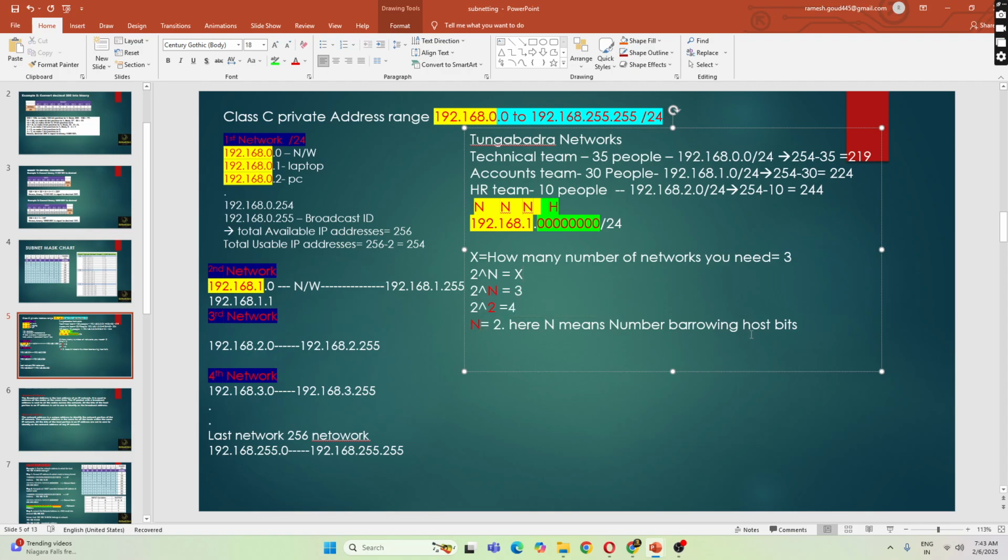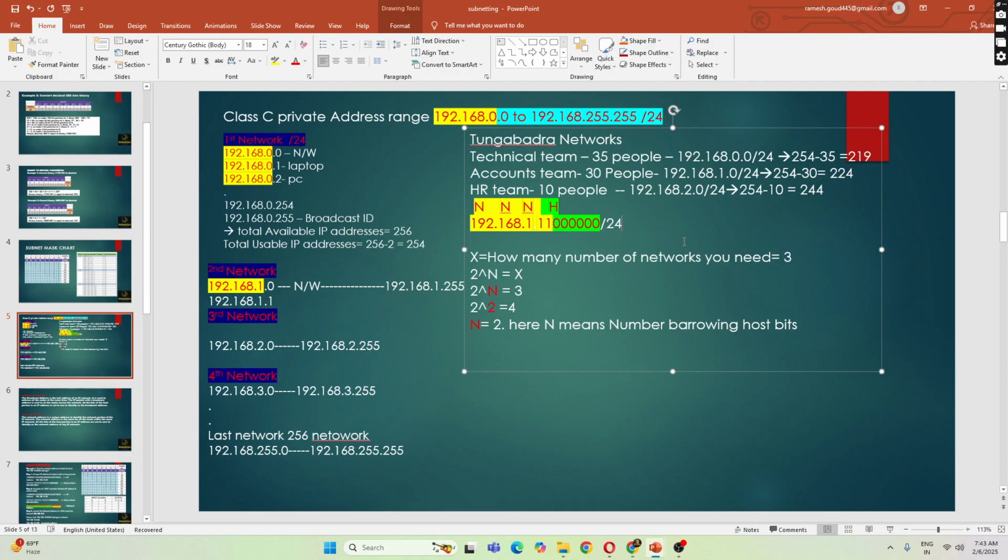So here n equals the number of borrowing bits. Now, how many bits do you need to borrow here? 2 bits. So subnetting is the process of borrowing the host bits. Now, the first two bits you need to convert into network bits, like 1, 1. n equals 2, so you need to borrow 2 bits here. It means they are changing from green to yellow, converting from host bits to network bits.